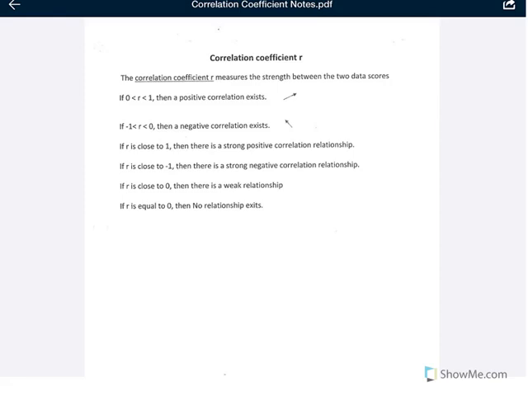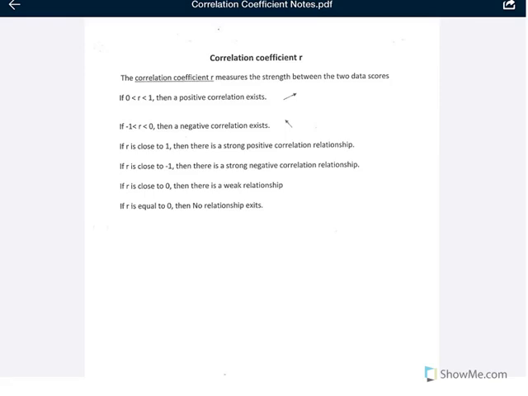If your R value is between 0 and 1, so greater than 0 but still less than 1, then you have a positive correlation. So if R is a positive value, smaller than 1, it's a positive correlation. If R is a negative value, so if it's less than 0 but greater than -1, it's a negative correlation. The closer it is to 1, the stronger the positive correlation. The closer R is to -1, the stronger the negative correlation.